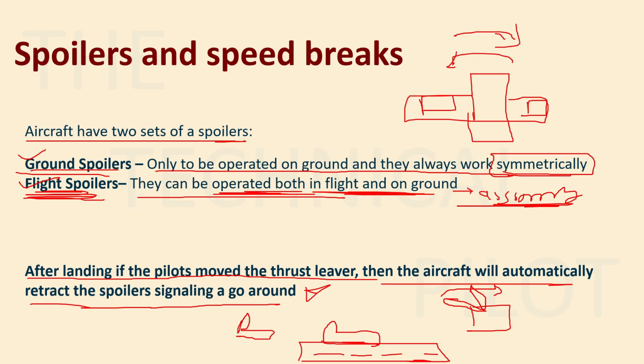All of the spoilers on the wing will retract, and the aircraft will think that the pilot wants to do a go around, right? So that is why all the spoilers just retract themselves, just in case the pilot thinks that a go around would be the best option, right? After landing, if the pilot moves the thrust lever forward, automatically the spoilers will retract, signaling a go around, right?